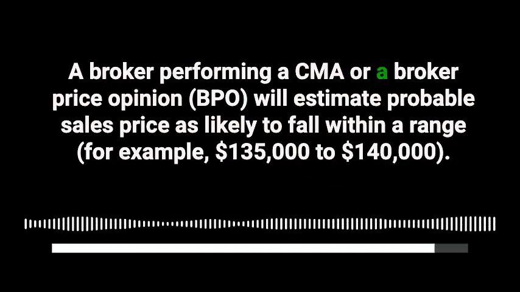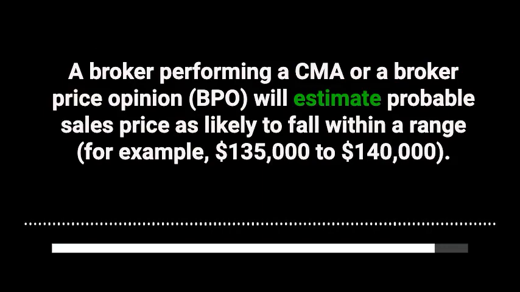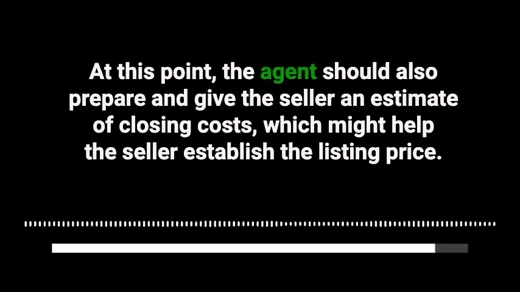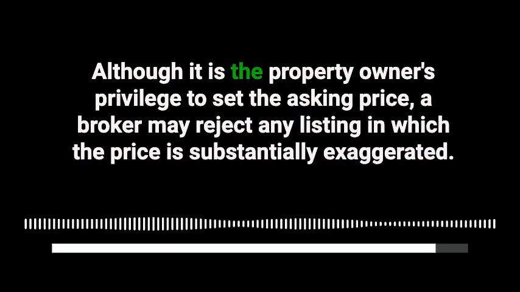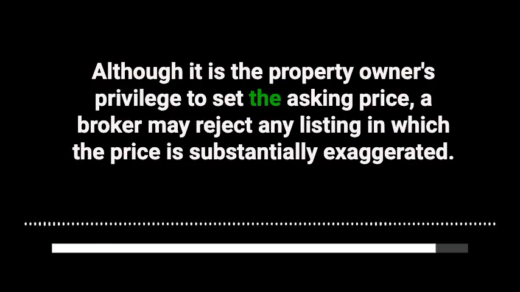A broker performing a CMA or a broker price opinion will estimate that the probable sales price is likely to fall within a range. At this point, the agent should also prepare and give the seller an estimate of closing costs, which might help the seller establish the listing price. Although it is the property owner's privilege to set the asking price, a broker may reject any listing in which the price is substantially exaggerated.